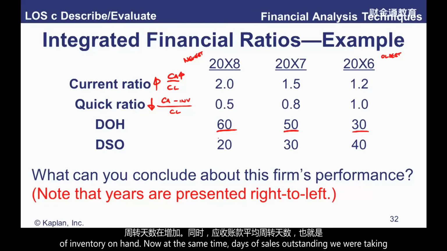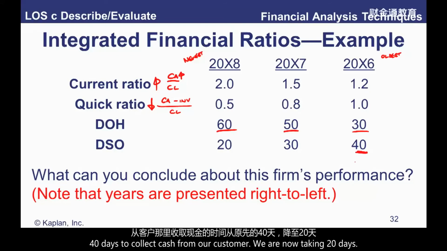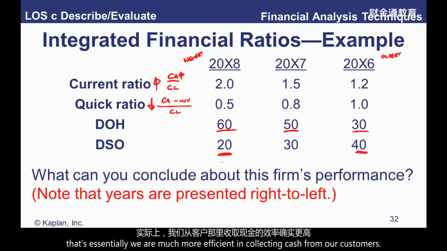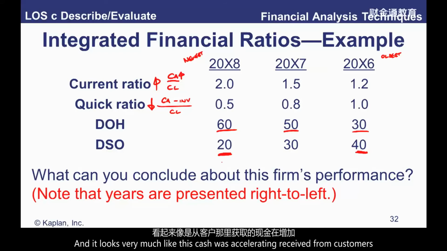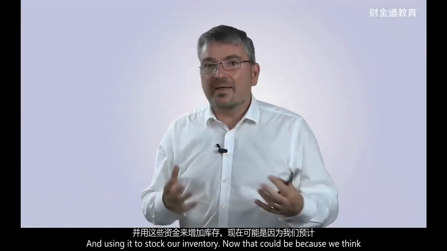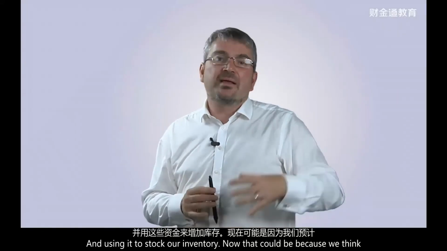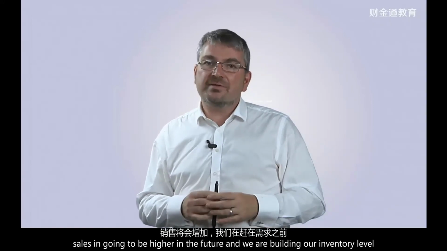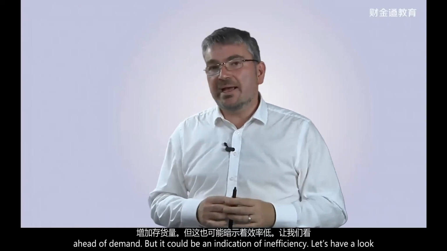Now at the same time, days sales outstanding, we were taking 40 days to collect cash from our customers. We're now only taking 20 days. So we're much more efficient collecting cash from customers, and it looks very much like we're accelerating the receipt of cash from customers and using it to stockpile our inventory. Now that could be because we think that sales are going to be higher in the future and therefore we're building up our inventory levels ahead of demand, but it could be an indication of inefficiency.